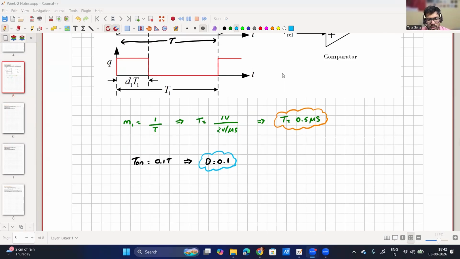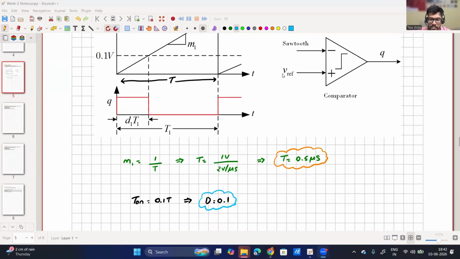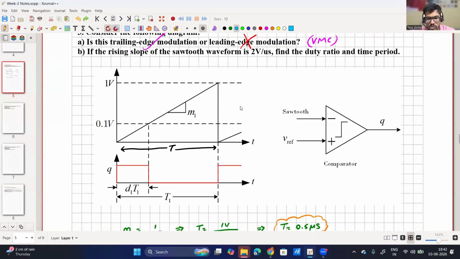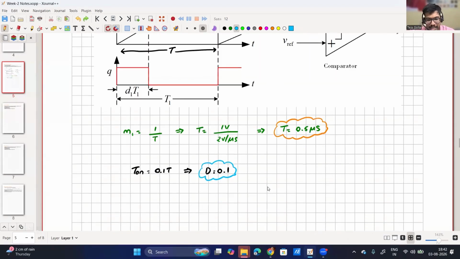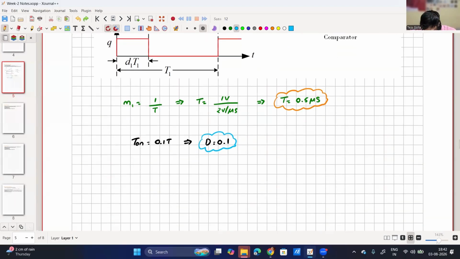See, it is 0.1 into 0.5, right? 0.1 into 0.5 is the on time. But I have asked duty ratio, so anyway, I have to divide it by time period. So my T on is 0.1 into T. If I calculate on time, my on time will be 0.05 microsecond. You are right. But if I have to calculate duty ratio, I have to do T on by time period T, which is 0.05 micro by 0.5 micro, which is 0.1.